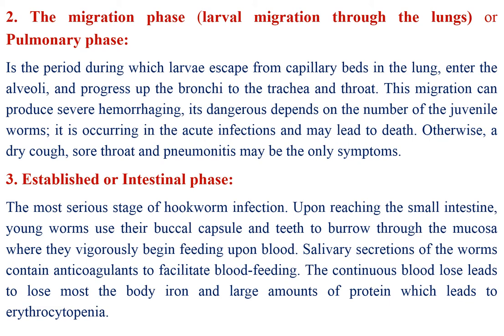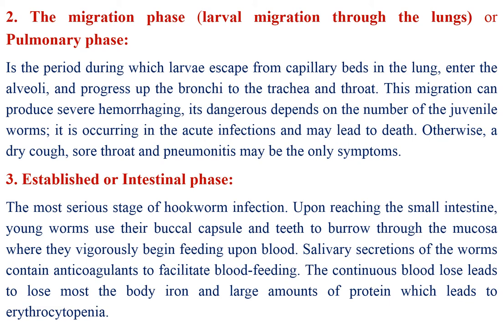3. Establishing or intestinal phase. The most serious stage of hookworm infection. Upon reaching the small intestine, young worms use their buccal capsule and teeth to burrow through the mucosa, where they vigorously begin feeding upon blood.